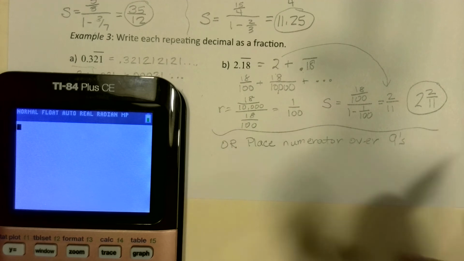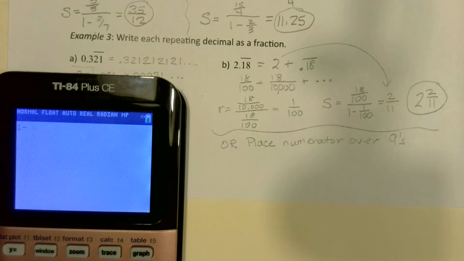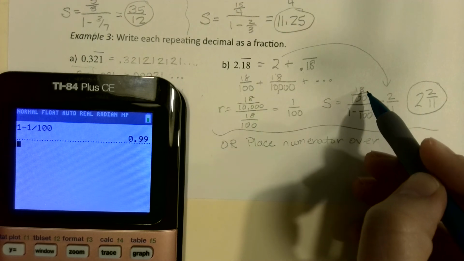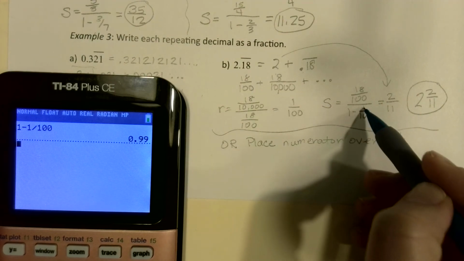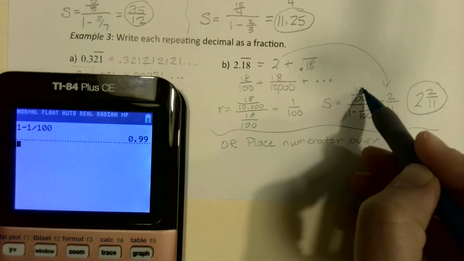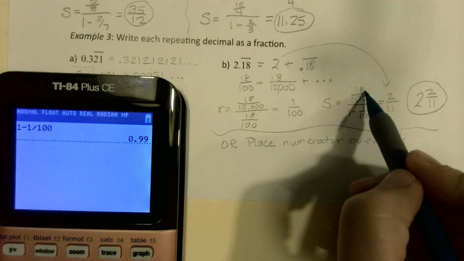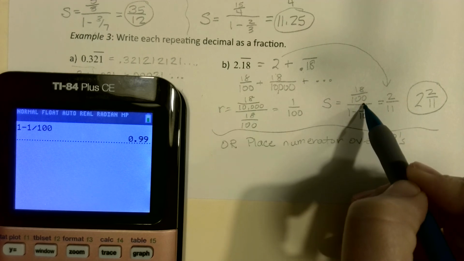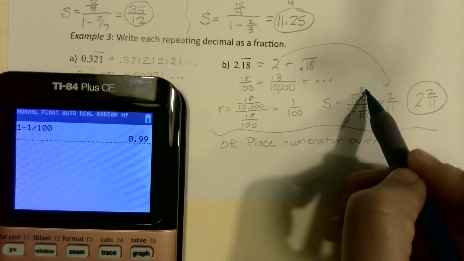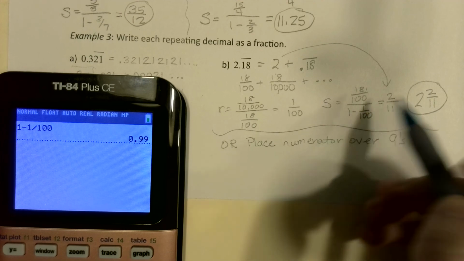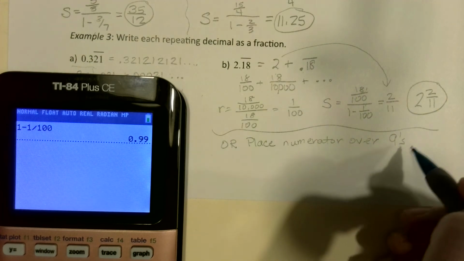Because what are we doing? What is 1 minus 1 over 100? 99 over 100. Okay, so all you're doing is taking this first piece, which is over 100, and this is 99 over 100. So we're going to put 18 over 99. If this was a 1-digit number, you'd put it over 9. If this is a 3-digit number, you would put it over 3 9s. So however many 9s are in your number, you put it over that.